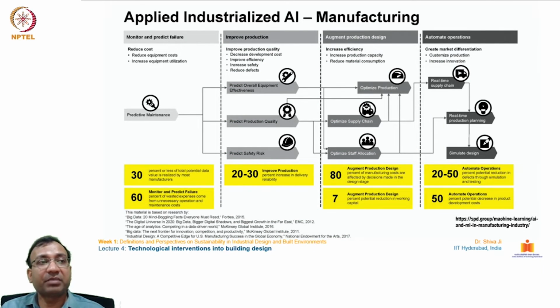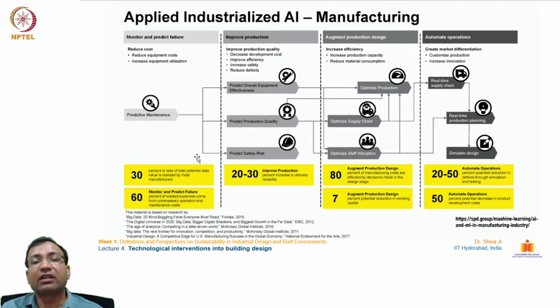Coming down to the next part, this is a model given over here for applied industrialized AI in the manufacturing sector. We will discuss one by one. This is divided into 4 columns, as you can see over here. The first one belongs to monitoring and predicting failure, the second is improving production, the third is augmenting production design, and finally, automating operations.